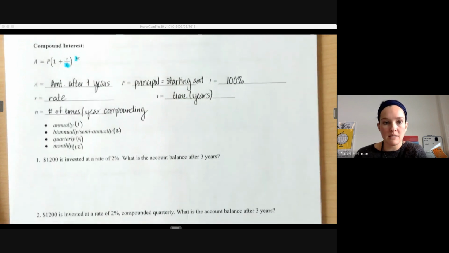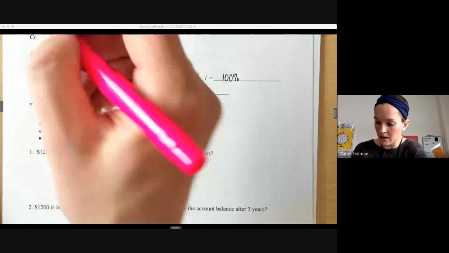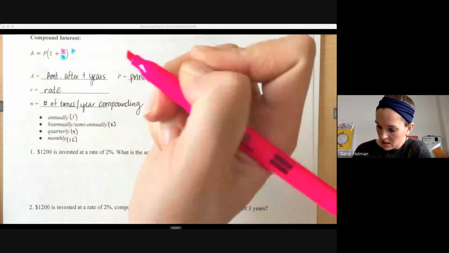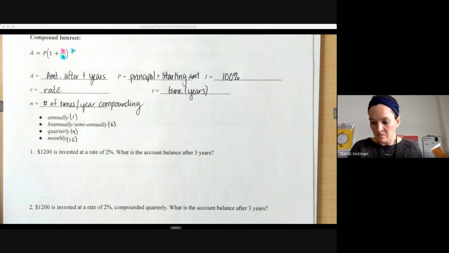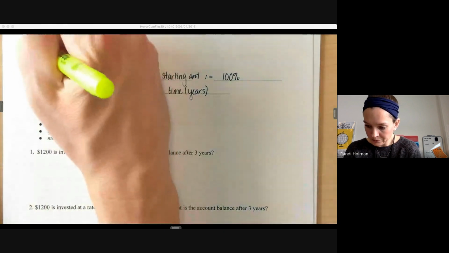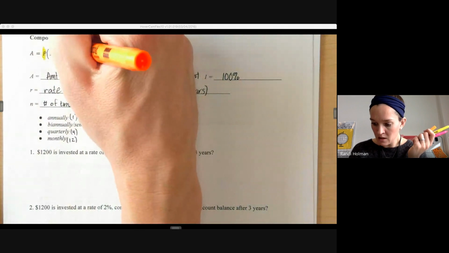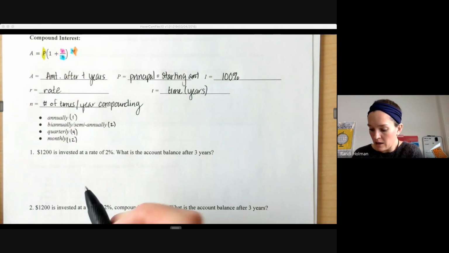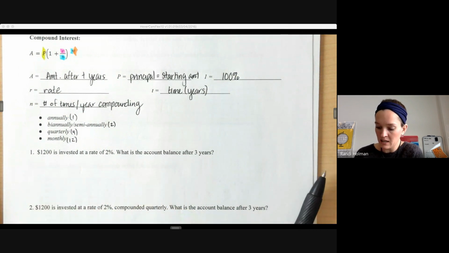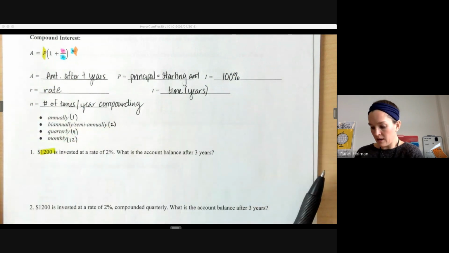So let's look at some examples that go along with this. Let's do some color coding here. So we'll take our rate and our principal. Color haven't I used? We'll use orange for the time. Okay, so we have all those different pieces. We're going to put them together to solve these problems. So we have $12,000. So we're already thinking that's what I'm investing. That's my principal. That's what we're starting with. It's invested at a rate of 2%.